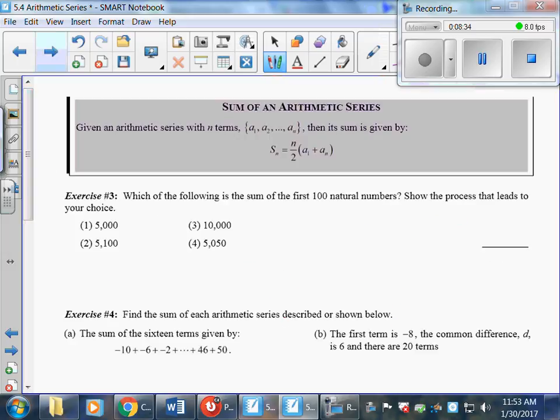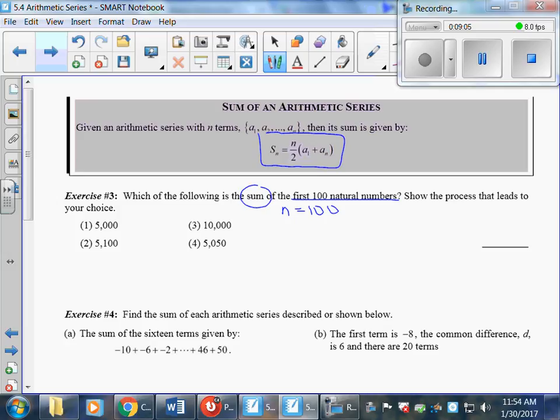All right, so this is basically in this purple box is what we just came up with right here. So which of the following is the sum of the first 100 terms? So there's a couple of other things I need to show here. They said of the first 100 natural numbers, show the process that leads to your choice. So if we want to know the first 100 numbers of a sequence that we know is arithmetic because they're adding 1 to each one, all right, what do we need to know? We need to know what n is. We know n is 100.